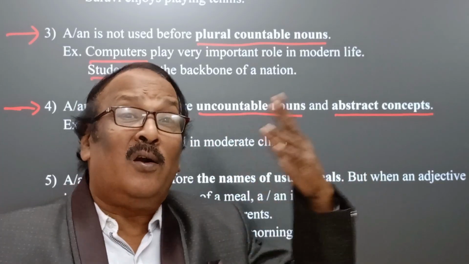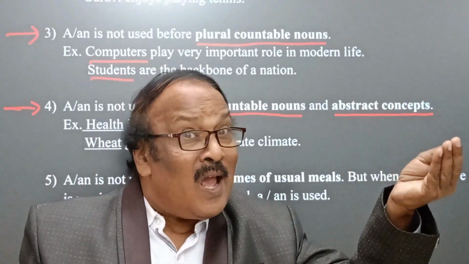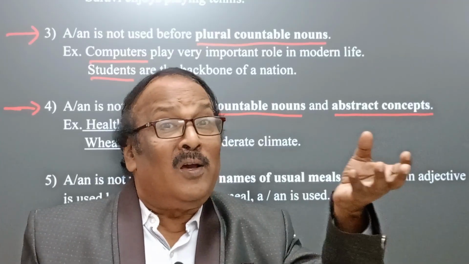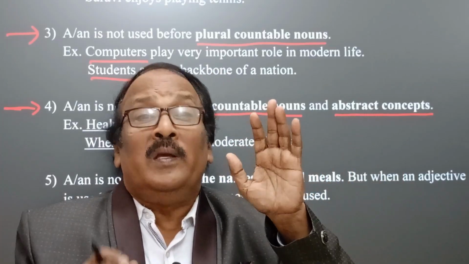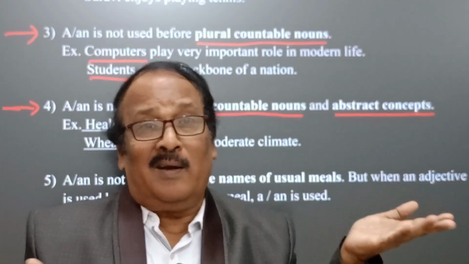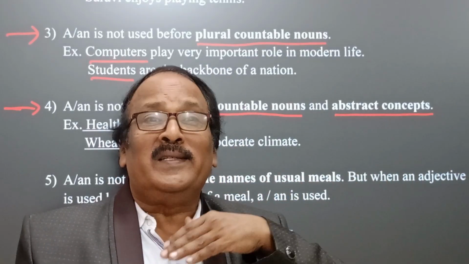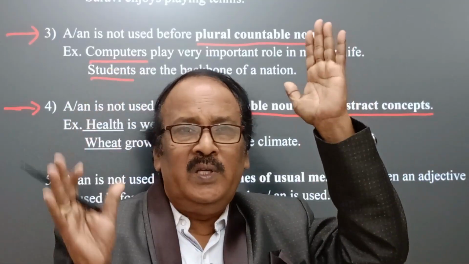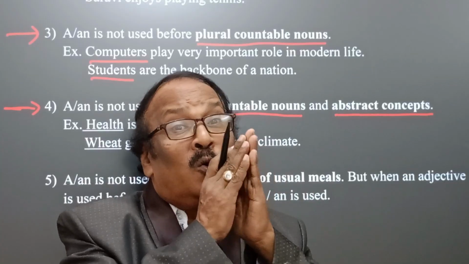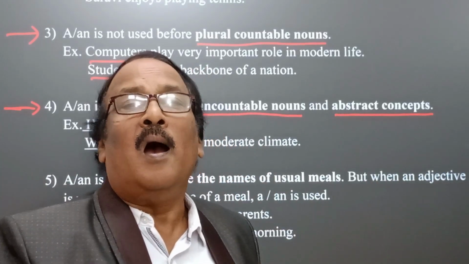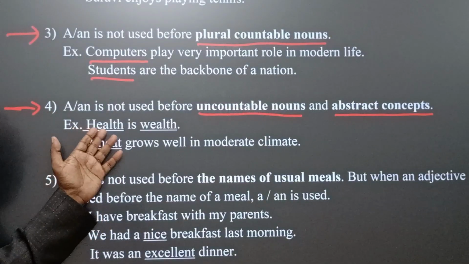Okay, and we cannot count gold, rice, sand, sugar, water, honey, milk, hydrogen, oxygen. Yes, love, we cannot count. Love, honesty, childhood, darkness, knowledge, yes, wisdom, etc. These are uncountable nouns. We shouldn't use article a or an before them. Okay, see here, health is wealth.